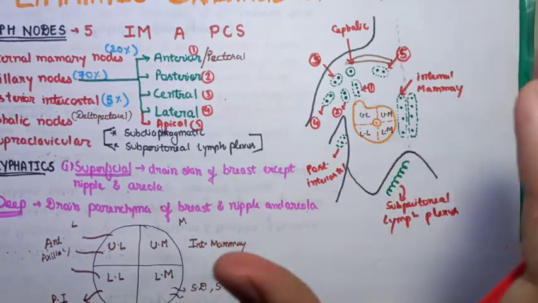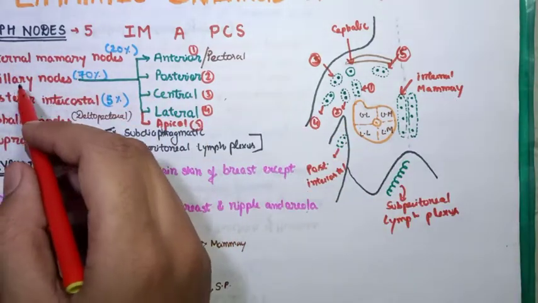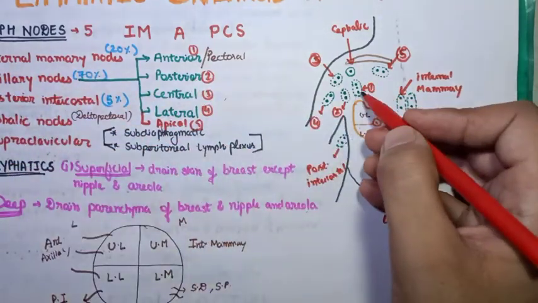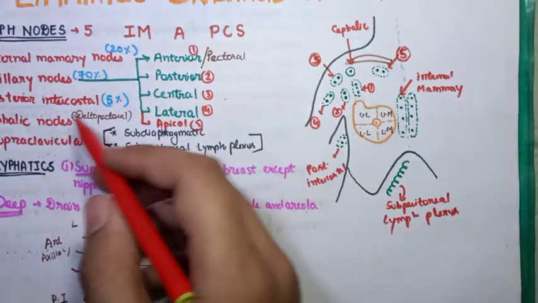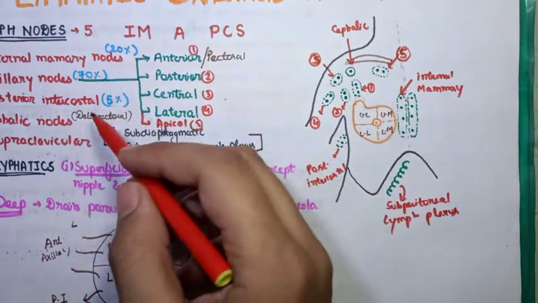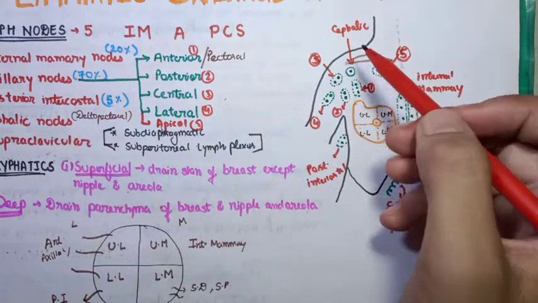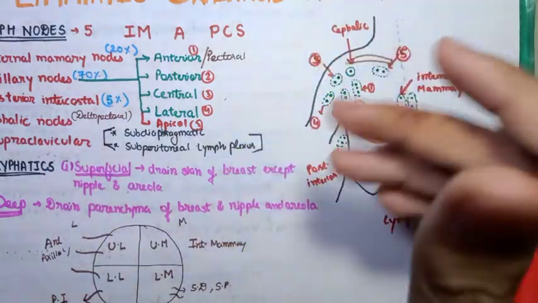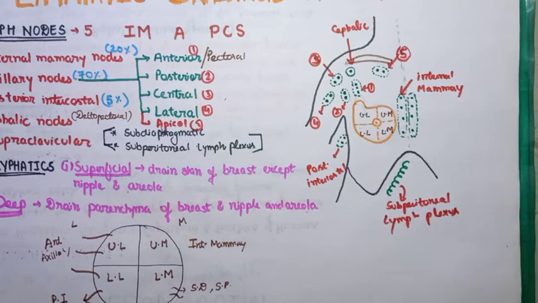So we have labeled most of the lymph nodes. The internal mammary are present in the center. Then the axillary is divided into 5 parts: anterior, posterior, lateral, central and the apical. Then we have the cephalic nodes present near the clavicle, which are also called the deltopectoral nodes. Then we have the posterior intercostal. We have supraclavicular present on the clavicle that are of very least significance, and the subdiaphragmatic and the subperitoneal lymph plexus are also present. Now let's see the drainage pattern.